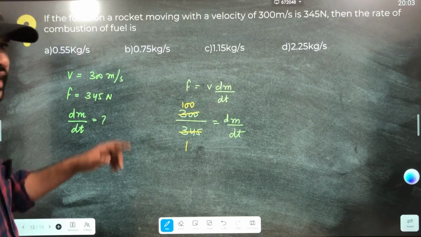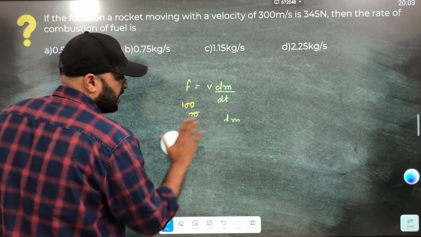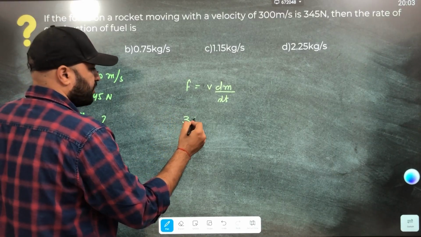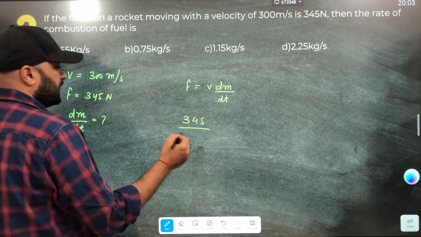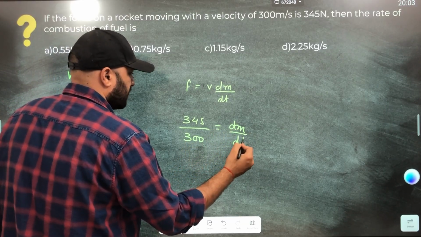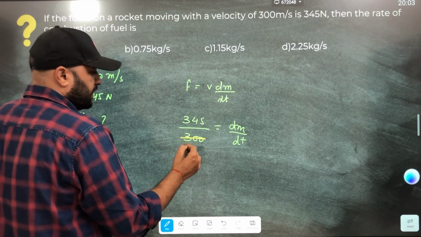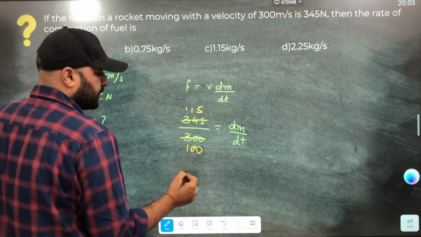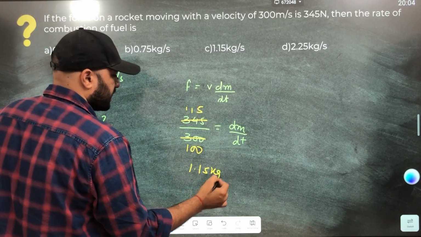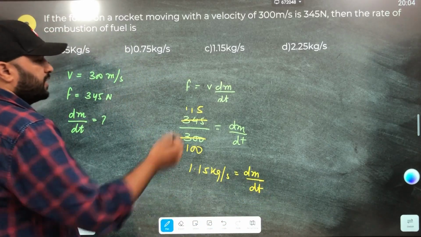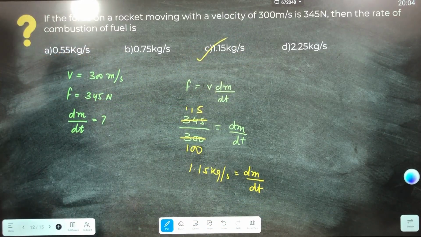Oh, I did it opposite. Yes, I did opposite. F is 345 and not that. So you have to be very careful when you are fast. F is 345 and v is 300. That will equal dm by dt, and we can cancel out with 3, it will be 100, 3 ones are 3, 3 ones are 3, and 5, so it will be 1.15 kg per second. That will be equal to dm by dt. I hope this is clear. Very simple, straightforward question. 1.15. Clear? Let's see our next question.